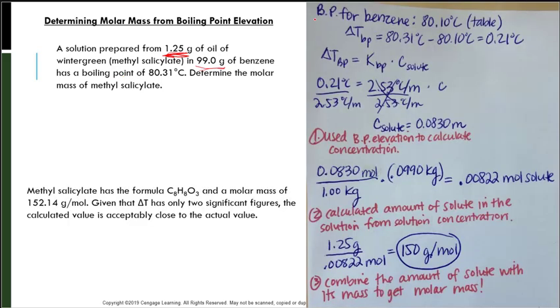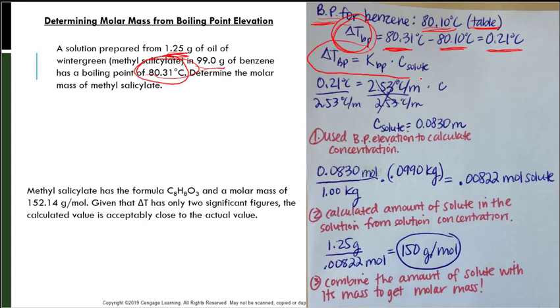First, I'm going to look up the boiling point for benzene. Its actual boiling point, and this is a table in your text, is 80.1. So let's look at that change, or the boiling point elevation. It told us 80.31, so I'm going to do 80.31 minus 80.1. That delta T boiling point is 0.21 degrees Celsius.